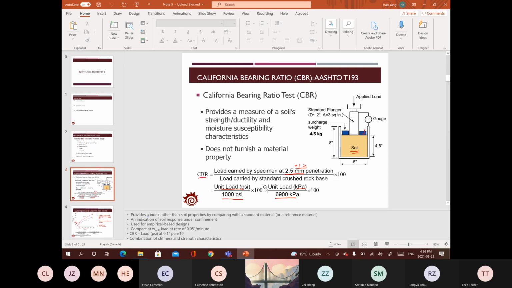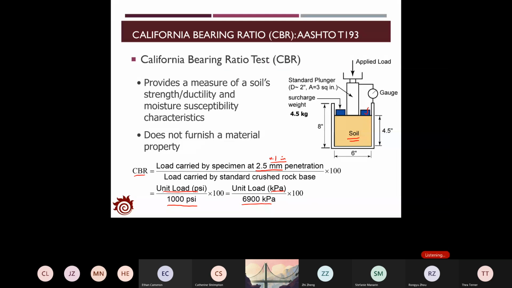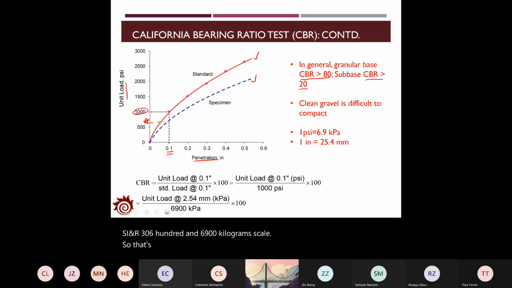In this equation, you will also see that the value at the bottom is a constant, which is 1000 psi, or 6900 kilopascal. So that's the basic way for you to calculate the CBR value.